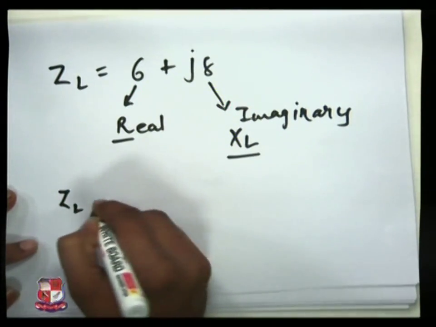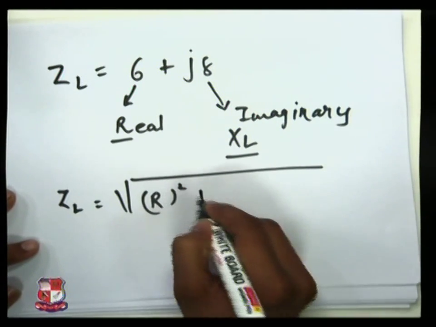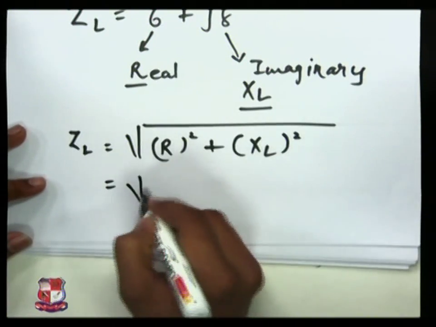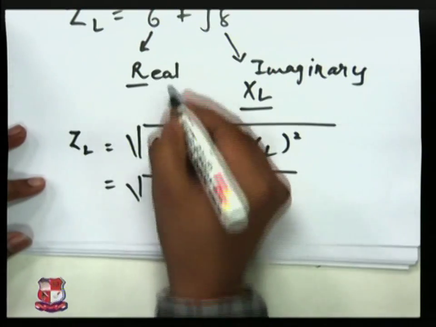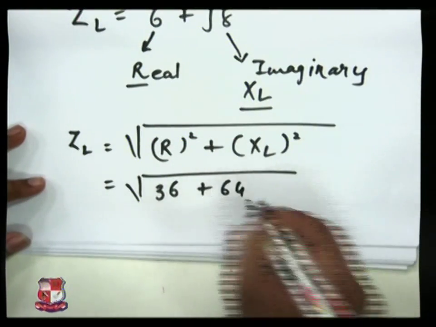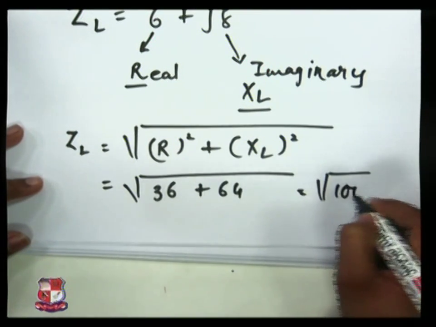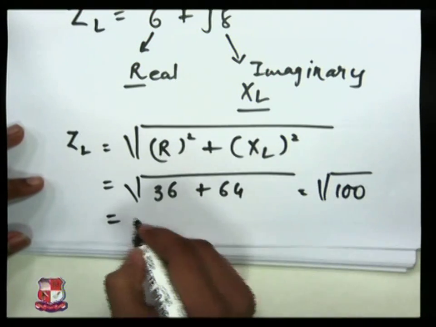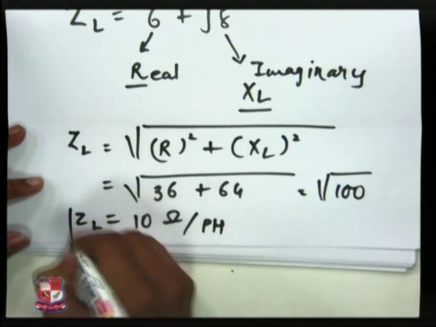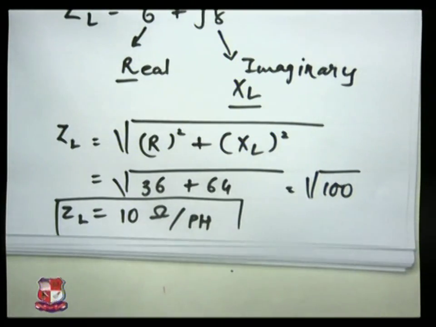So put the values in the equation Z squared equals R squared plus XL squared. 6 squared is 36, 8 squared is 64, so 36 plus 64 is 100. The square root of 100 is 10 ohm per phase. So this is the impedance that we find.